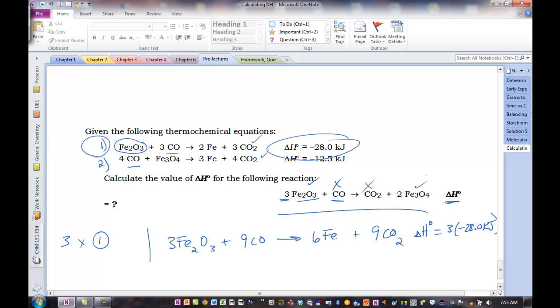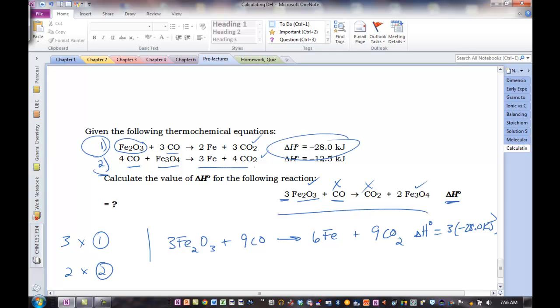So I'm going to go all the way over to my last product. And I need 2 moles of Fe3O4 as a product. Well, let's look at equation 2. That has 1 mole of Fe3O4 as a reactant. So I need to flip that around to get it to the product side. And what else do I need to do? Multiply by 2. So I'm going to take the second equation and multiply it by 2.